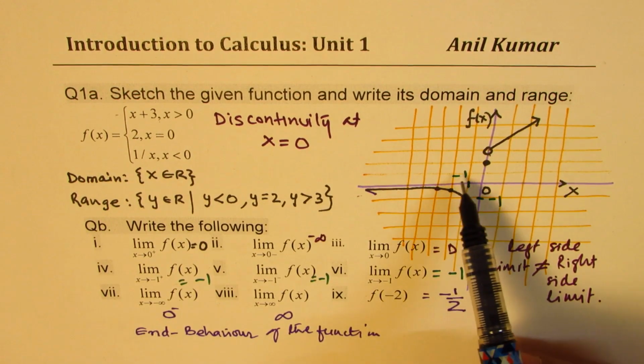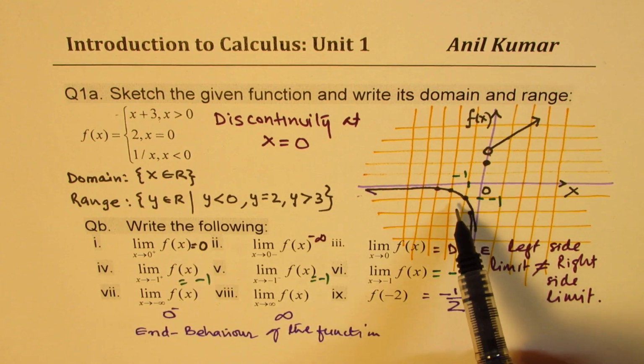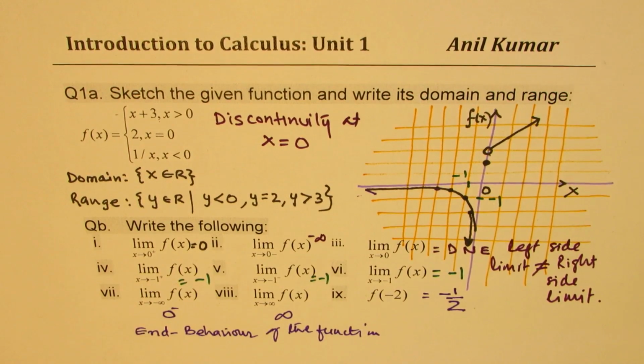Well, we saw that at -1, the limit exists, the value of the function is the same as the limit, and the function is continuous at that point. Correct? And when we talk about limits at positive and negative infinity, we are looking into end behavior. So I hope that gives you a good introduction to calculus. Now, in the following videos, we'll take up other questions related to limits.